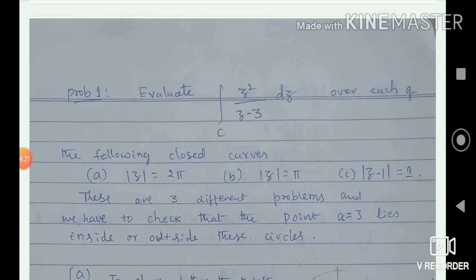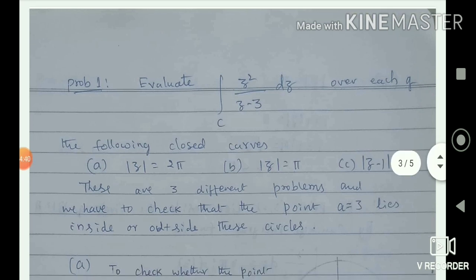Evaluate the integral z square by z minus 3 dz over a closed curve. I am going to take 3 different circles here to see the difference in the answers. So in the exam you may be asked to do it in any one particular closed curve, but in a single problem I am just demonstrating in 3 different circles what will be the difference in the answer.